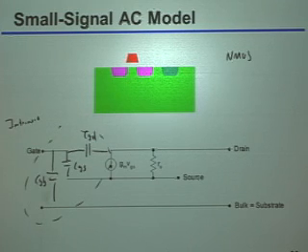Okay, and they're called intrinsic because basically they're sort of fundamental to the way that the MOSFET operates. In other words, it's an MOS transistor. There has to be some capacitance from the gate to the drain, gate to the body, gate to the source. Okay? What other capacitors do we need?